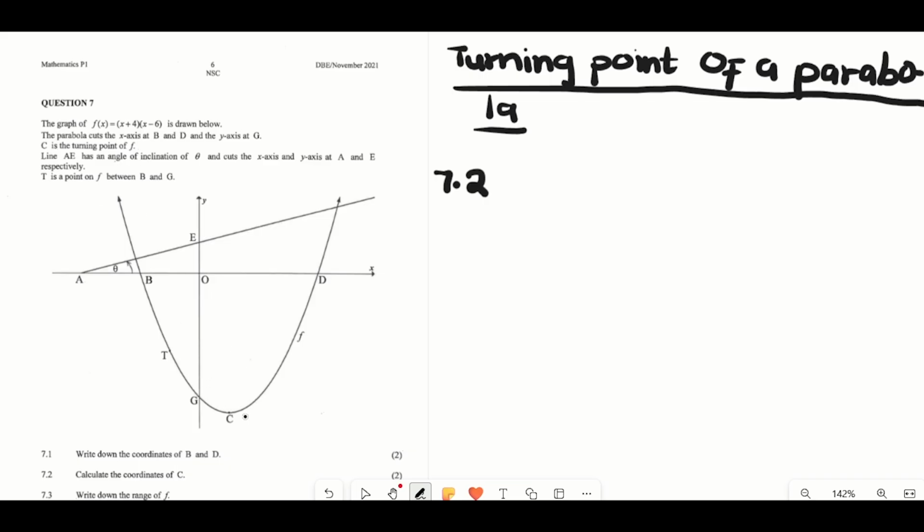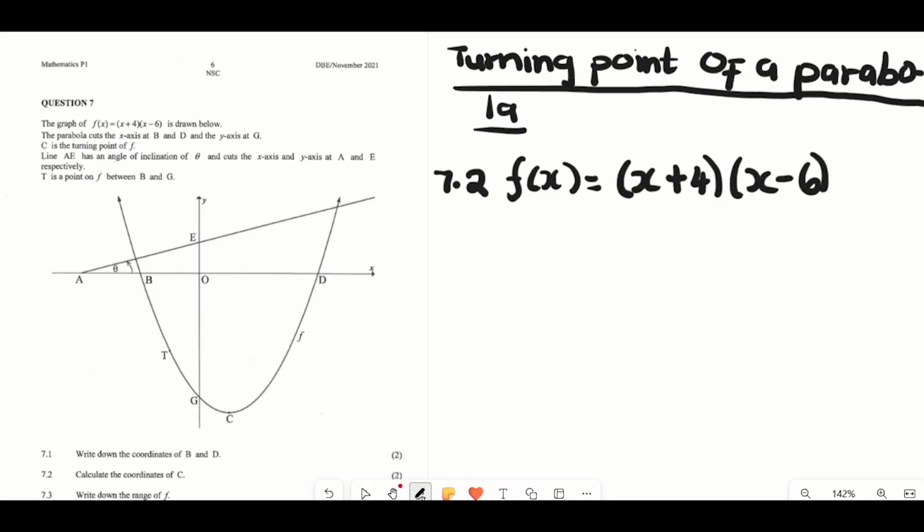C is the turning point of f. So they are confirming to us that indeed we are correct. C is the turning point, and we're supposed to find the coordinates of C. Then they are telling us that line AE has an angle of inclination of theta, and it cuts the x-axis and y-axis at A and E respectively. And then T is a point on f between B and G. So for now, the relevant thing we need is the equation of the graph, and it has been given to us as f(x) = (x + 4)(x - 6).